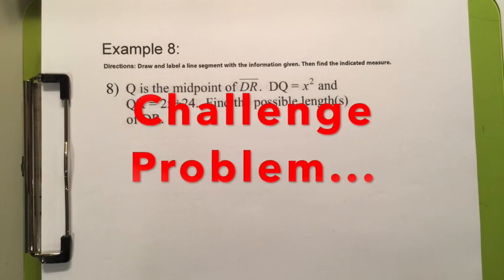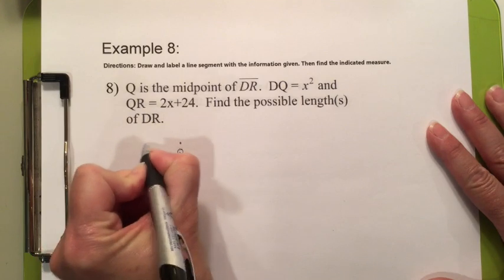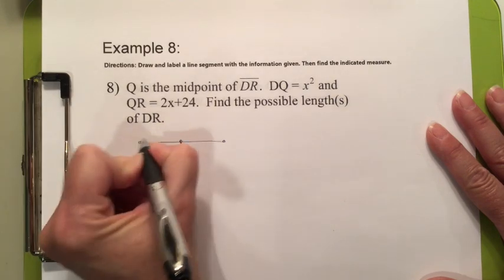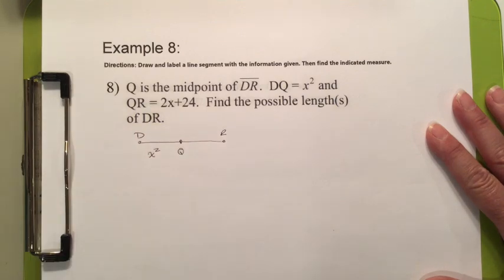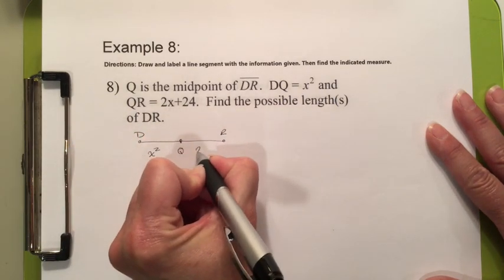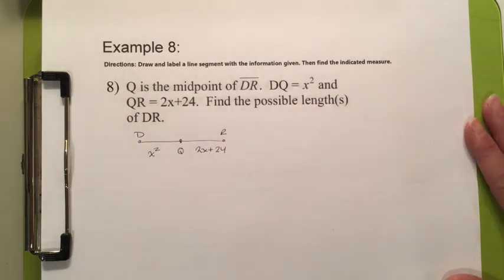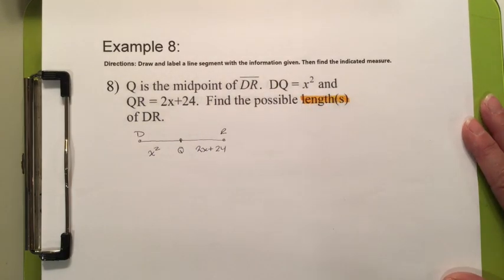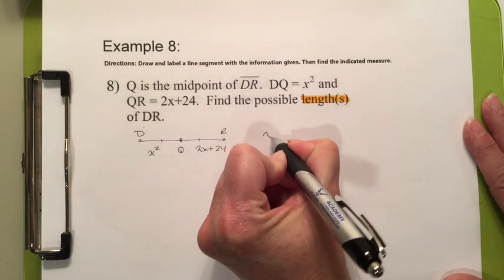Aha, challenge 1. All right, so let's try this one. Q is the midpoint of DR. Here's Q. Let's see, I should draw my segment first, instead of trying to pick the middle. So DR, DQ is equal to x squared, and QR... find the possible lengths. Aha, this is a clue right there. Anytime you see an extra S there, you might get 2 answers. So find all the possible lengths of DR. So I know these 2 pieces are congruent, so I'm going to set them equal to each other.